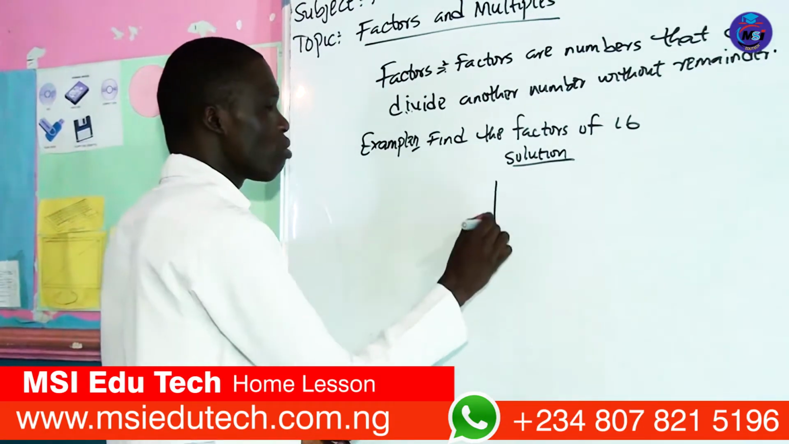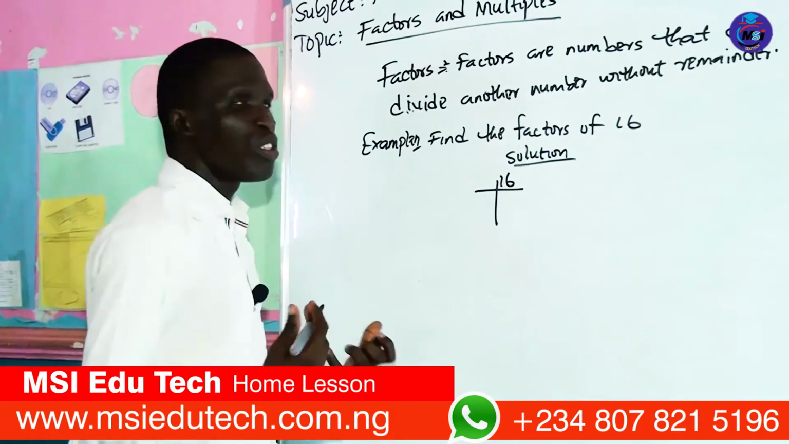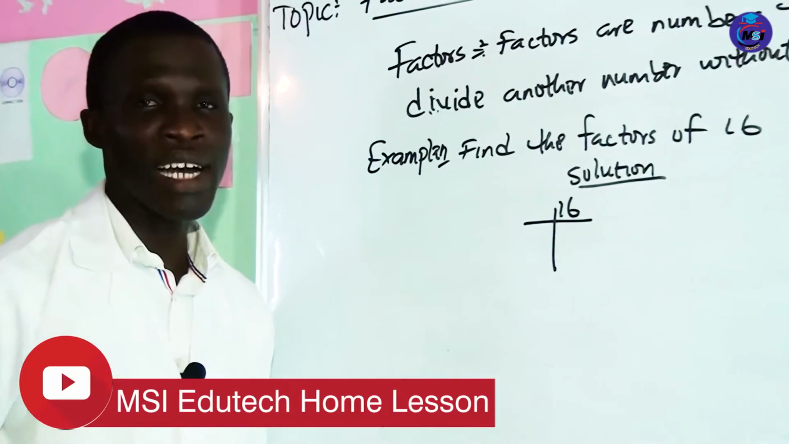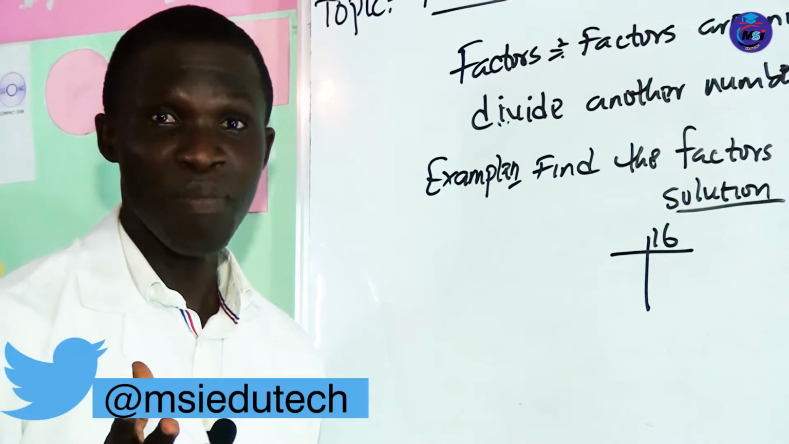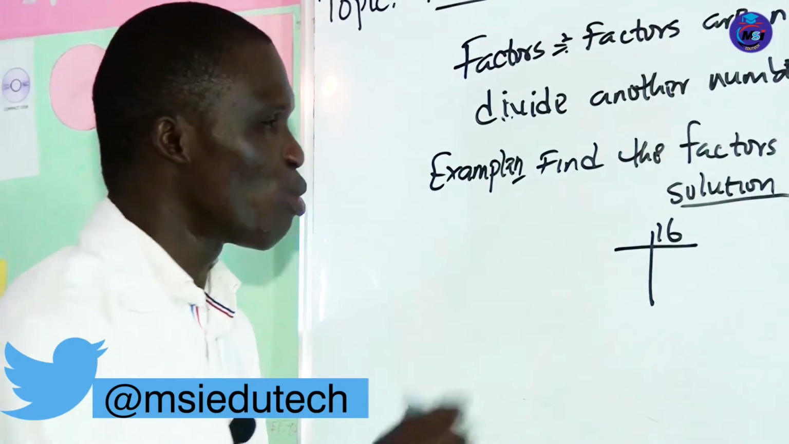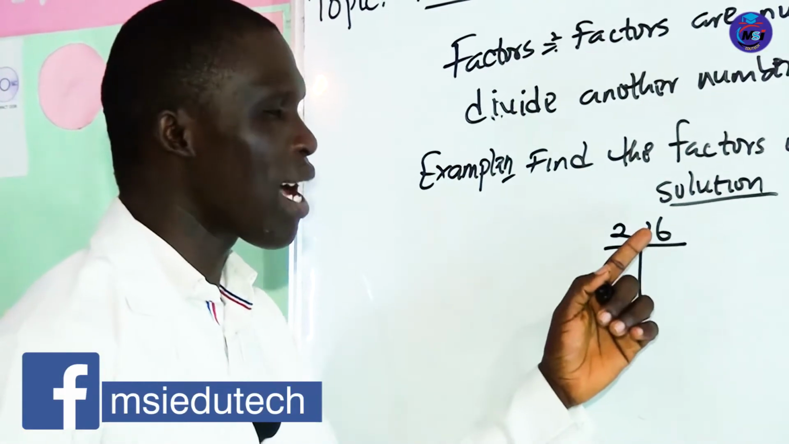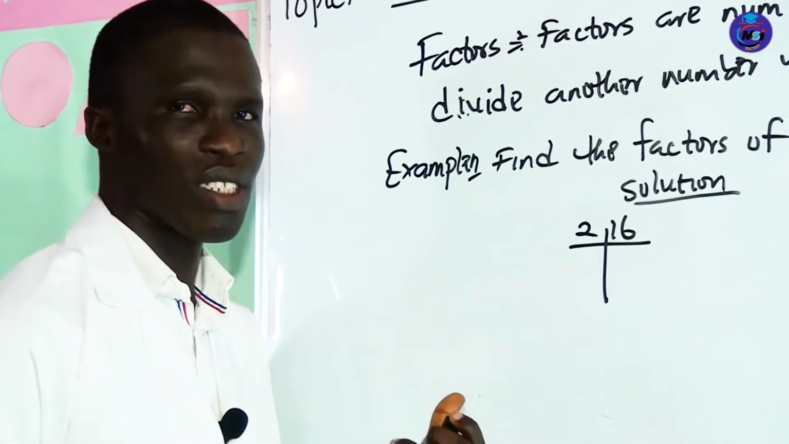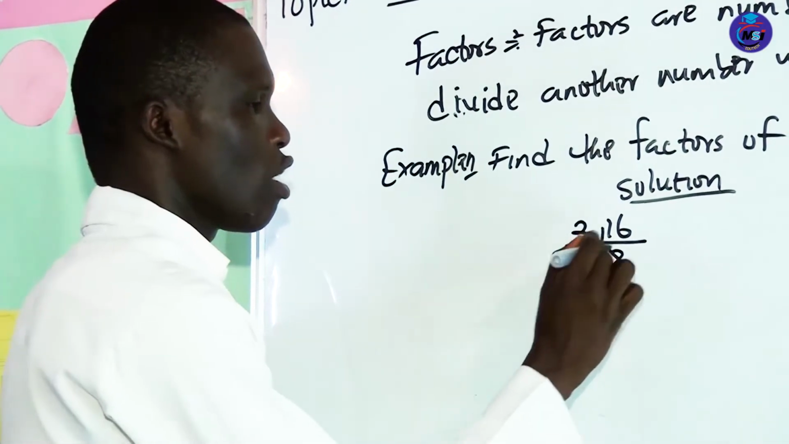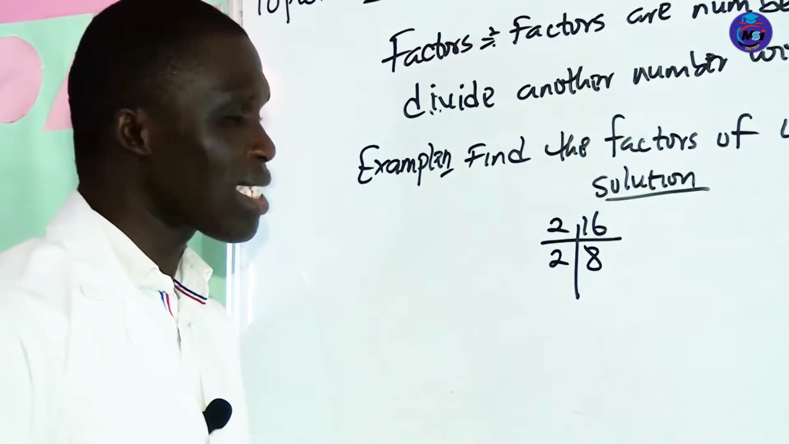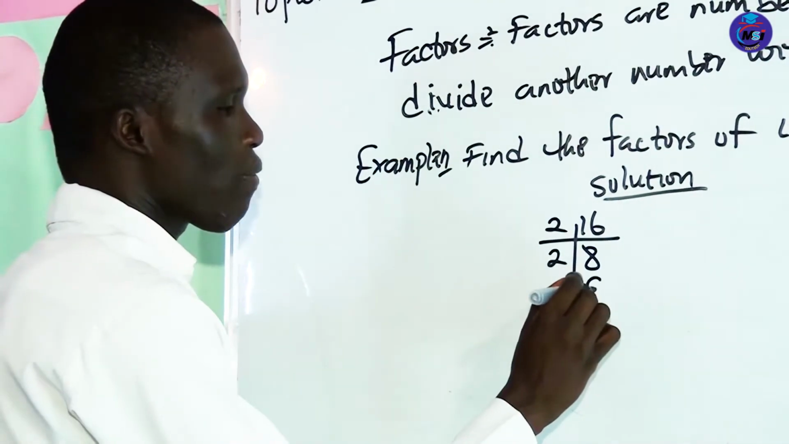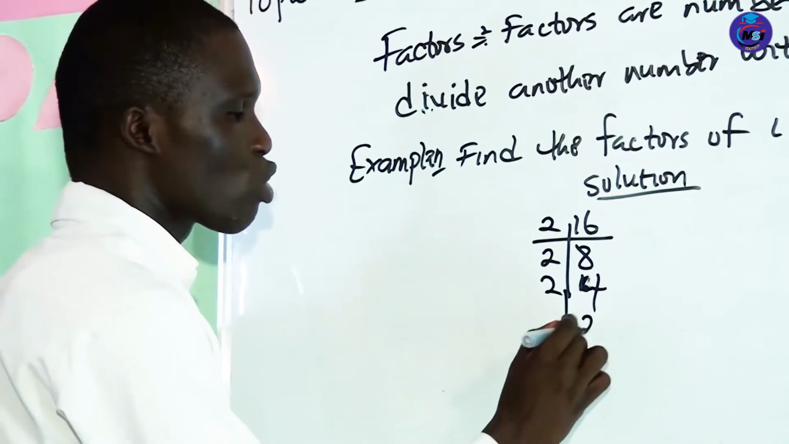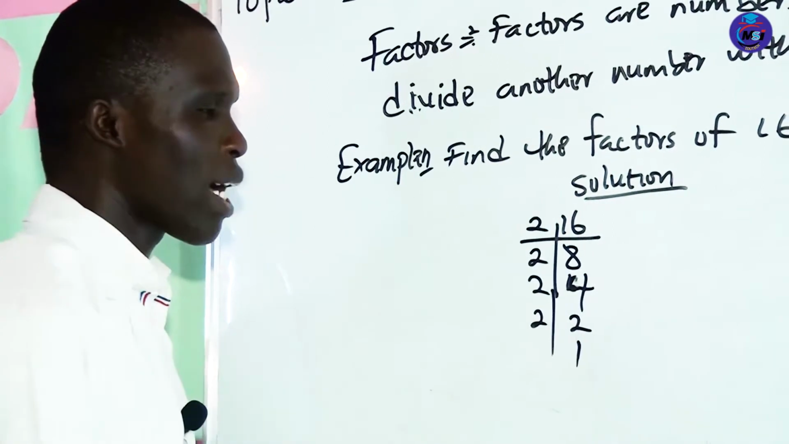So what are we going to do? 16. You look for the smallest number that can divide 16 without remainder. And what is that number? Can you please help me out? Okay, 2. How many 2 can we find in 16? You think of number that you can multiply by 2 that will give you 16. And that is 8. You use 2 again. How many 2 can we get in 8? We have 4. Okay. How many 2 can we get in 4? 2. 2 in 2, 1.